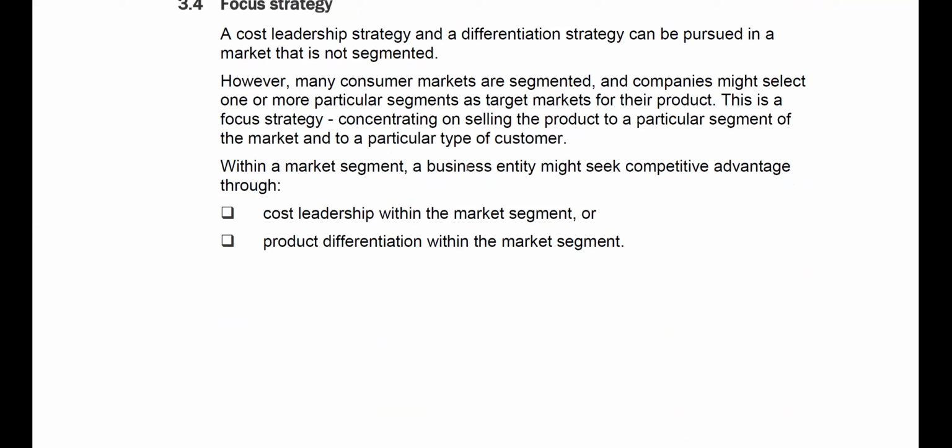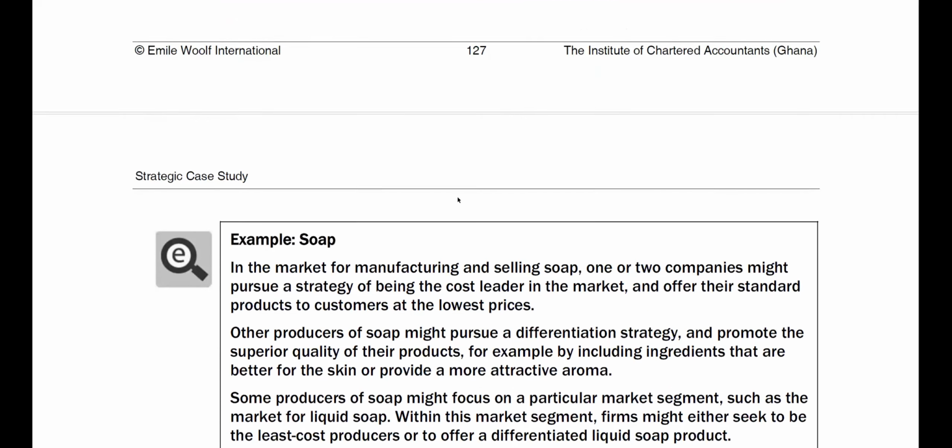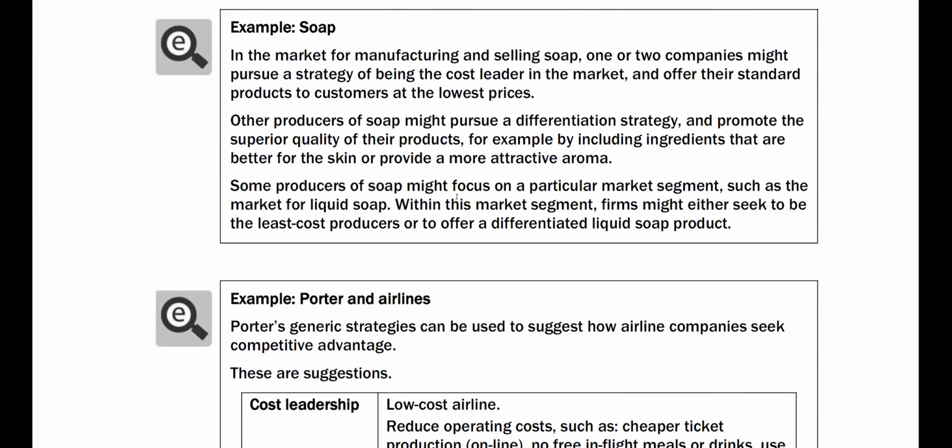Within a market segment, a business entity might seek competitive advantage through one, cost leadership within the market segment, or product differentiation within the market segment. You remember I told you, a narrow market. So that is what? Cost focus or differentiation focus, right? So, example for soap. In the market of manufacturing and selling soap, one or two companies might pursue a strategy of being the cost leader in the market and offer their standard products to customers at the lowest prices. Other producers of soap might pursue a differentiation strategy and promote the superior quality of their product, for example, including ingredients that are better for the skin or provide a more attractive aroma.